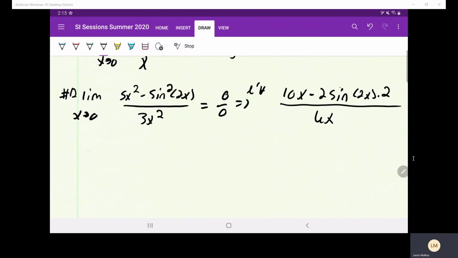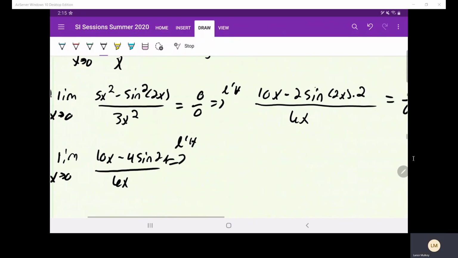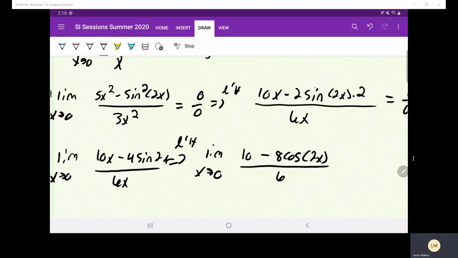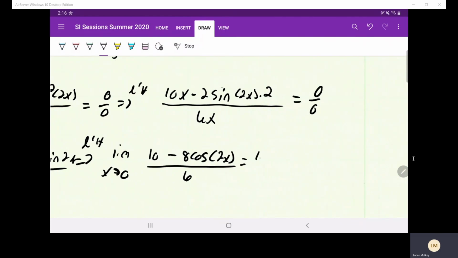So now we keep the same thing, limit as x approaches 0 of 10x minus 4 sine 2x over 6x. L'Hopital again: 10 minus 8 cosine 2x over 6. And that equals 10 minus 8 over 6, which equals 2 over 6, which equals 1/3.